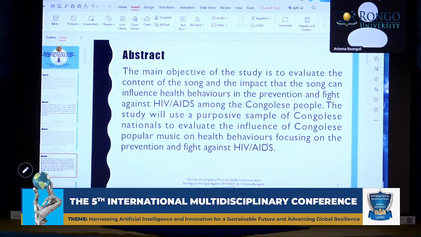So the main objective of the study is to evaluate the content of the song and to look at the impact that the song can have in influencing health behaviors in the prevention of HIV/AIDS among the Congolese people. The study will use a purposive sample of Congolese nationals who are here in Kenya, specifically at the University of Eastern Africa, Baraton, to evaluate the influence of Congolese music on health behaviors, focusing on the prevention of HIV/AIDS.